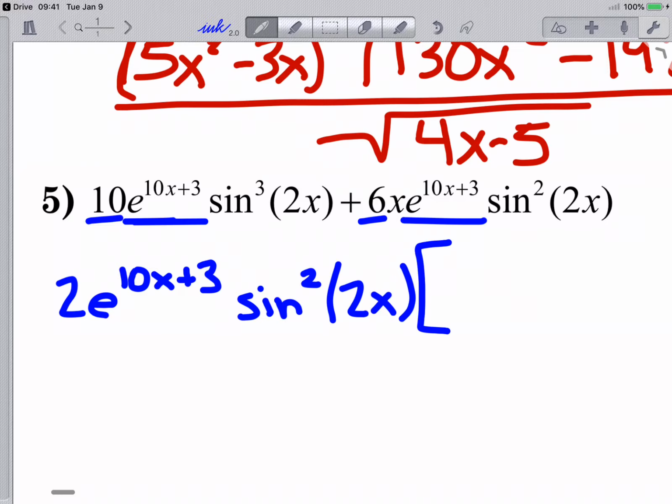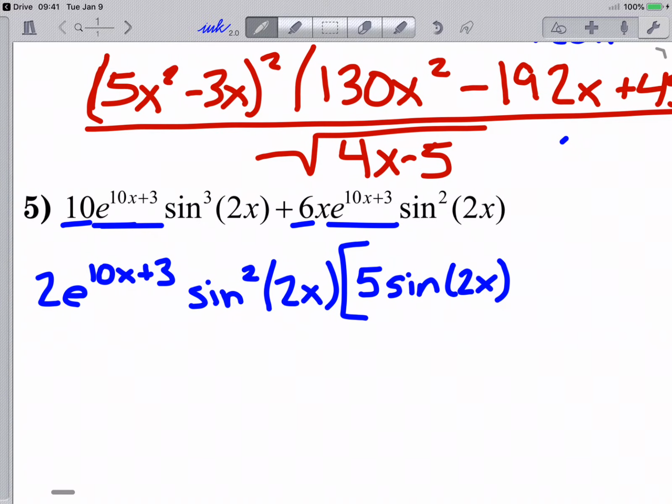Set up my brackets. What remains? Well, I pulled out a 2 from 10. 10 divided by 2 is 5. I still have an extra sine left because sine cubed over sine squared is simply only one sine. The next term, 6 divided by 2 is 3. And I've got that lone x that I wasn't able to factor out. Already pulled out all the e's, pulled out all the sine squareds, so I'm done.